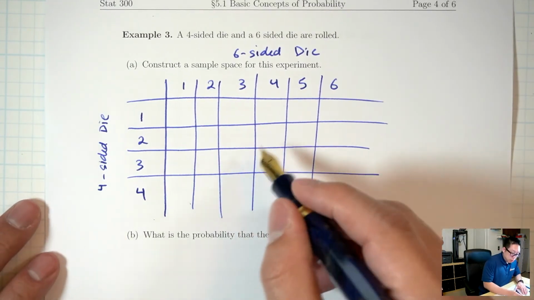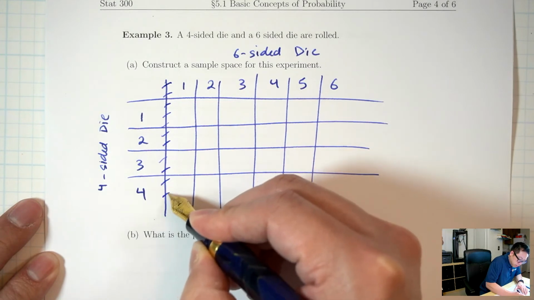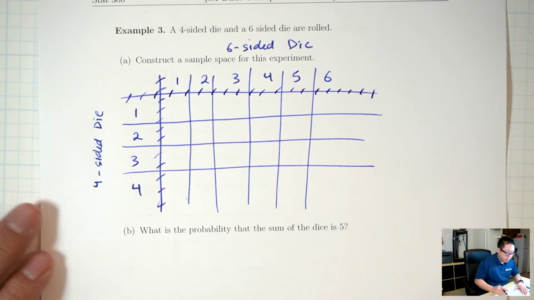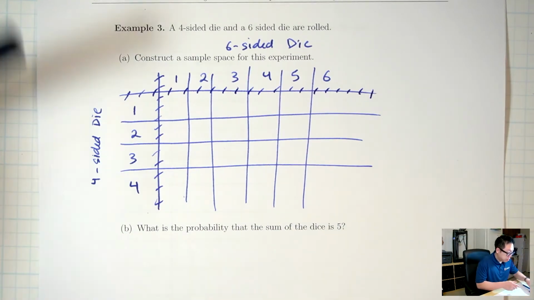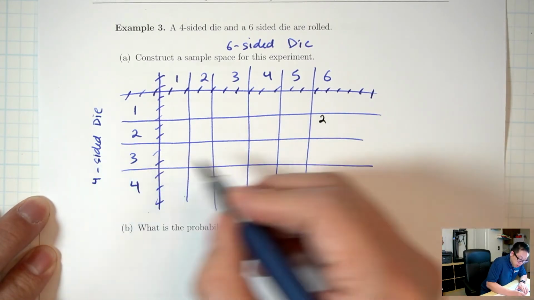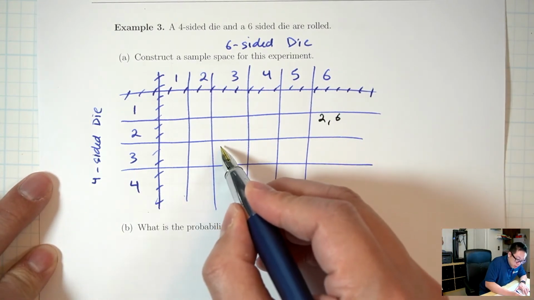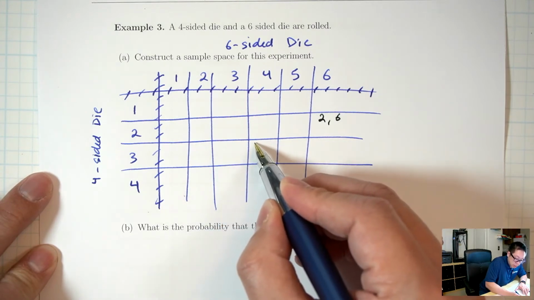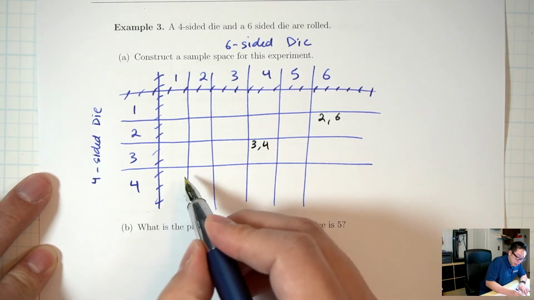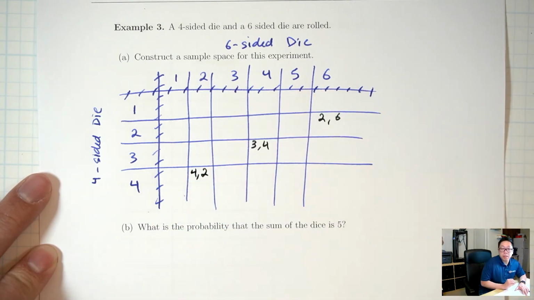What I care about are the boxes on the inside, not these numbers on the outside. Let me separate those out. The boxes on the inside represent what could happen. For example, this box represents getting a 2 on the 4-sided and a 6 on the 6-sided. Let's talk about this box. This represents getting a 3 on the 4-sided and a 4 on the 6-sided. This box here represents getting a 4 on the 4-sided and a 2 on the 6-sided.